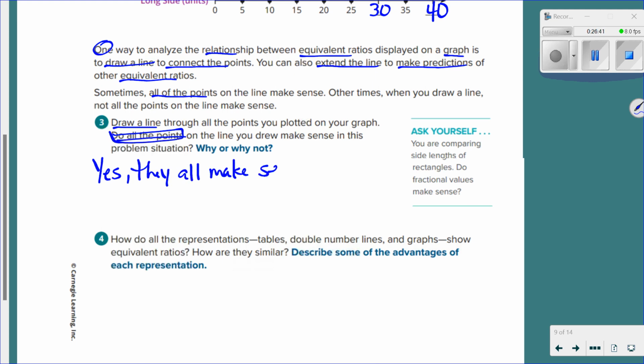Now I will add a caveat. The ones that are easiest to draw are the ones that come right at intervals. But any one of those would be an equivalent ratio.